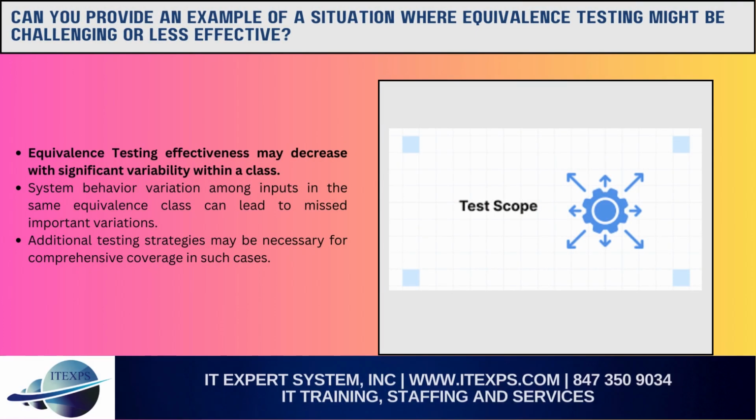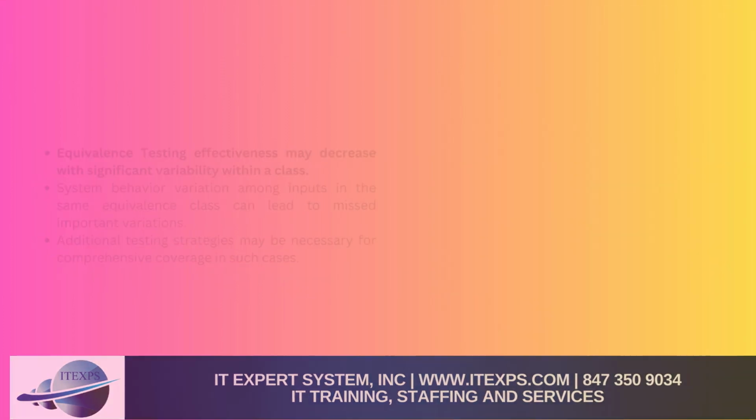Can you provide an example of a situation where equivalence testing might be challenging or less effective? Equivalence testing may be less effective when there is significant variability within a class. For example, if the behavior of the system varies widely among inputs within the same equivalence class, the testing approach may miss important variations. In such cases, additional testing strategies may be required to ensure comprehensive coverage.